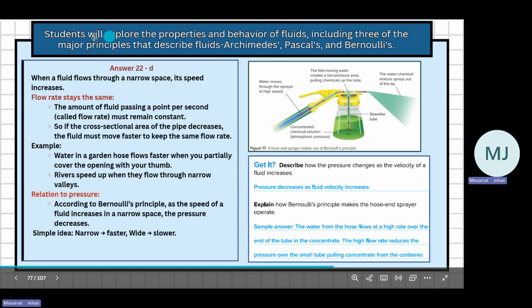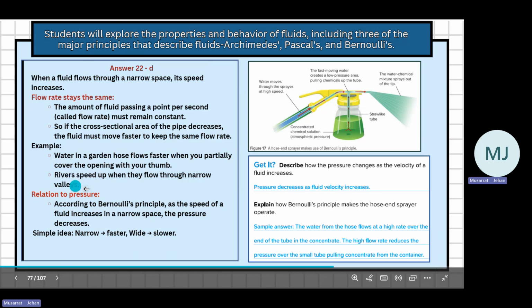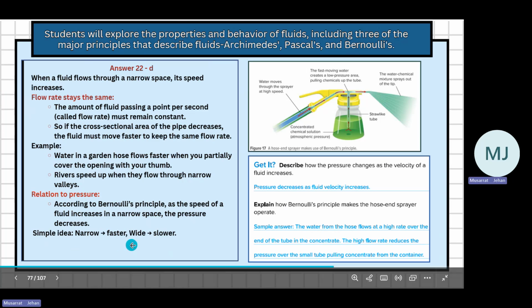What is Bernoulli's principle? When a fluid flows through a narrow space, its speed increases. Like here, when it is flowing through a narrow space, its speed will become more. And when speed increases, the pressure will decrease. Water in a garden hose flows faster when you partially cover the opening with your thumb. Sometimes we cover it with the thumb, its speed becomes more. Rivers speed up when they flow through narrow valleys. Relation to pressure: according to Bernoulli's principle, as the speed of a fluid increases in a narrow space, the pressure has an inverse relationship. Speed increases, pressure decreases. Narrow will go faster, wide will go slower.